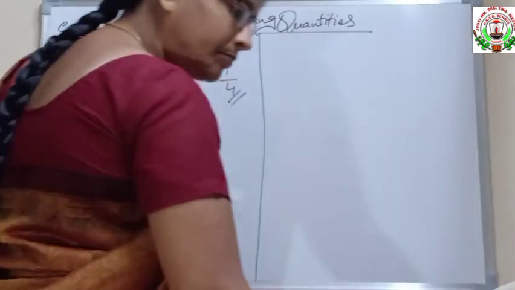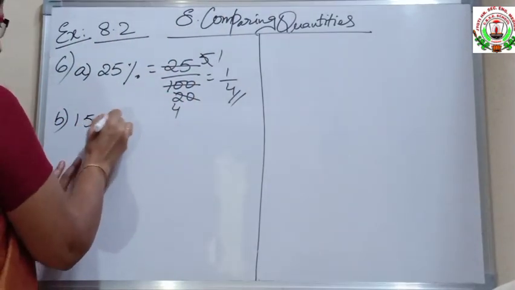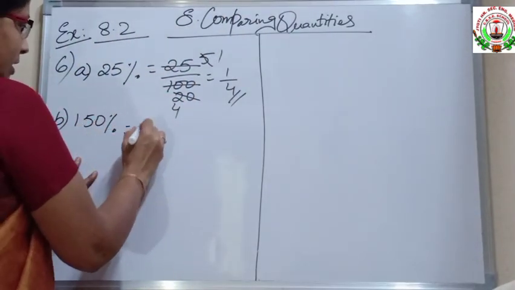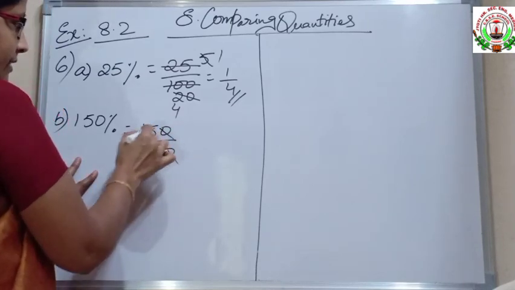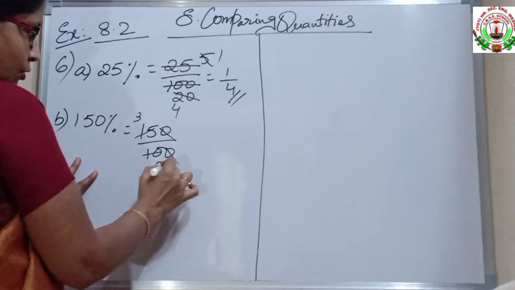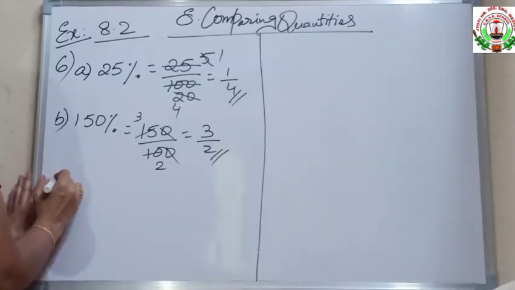Next, B part. It is 150%. So this is 150 by 100. The 0s got cancelled. 5 3s are 15, 5 2s are 10. So it is 3 by 2. This is your answer. Next, C part.